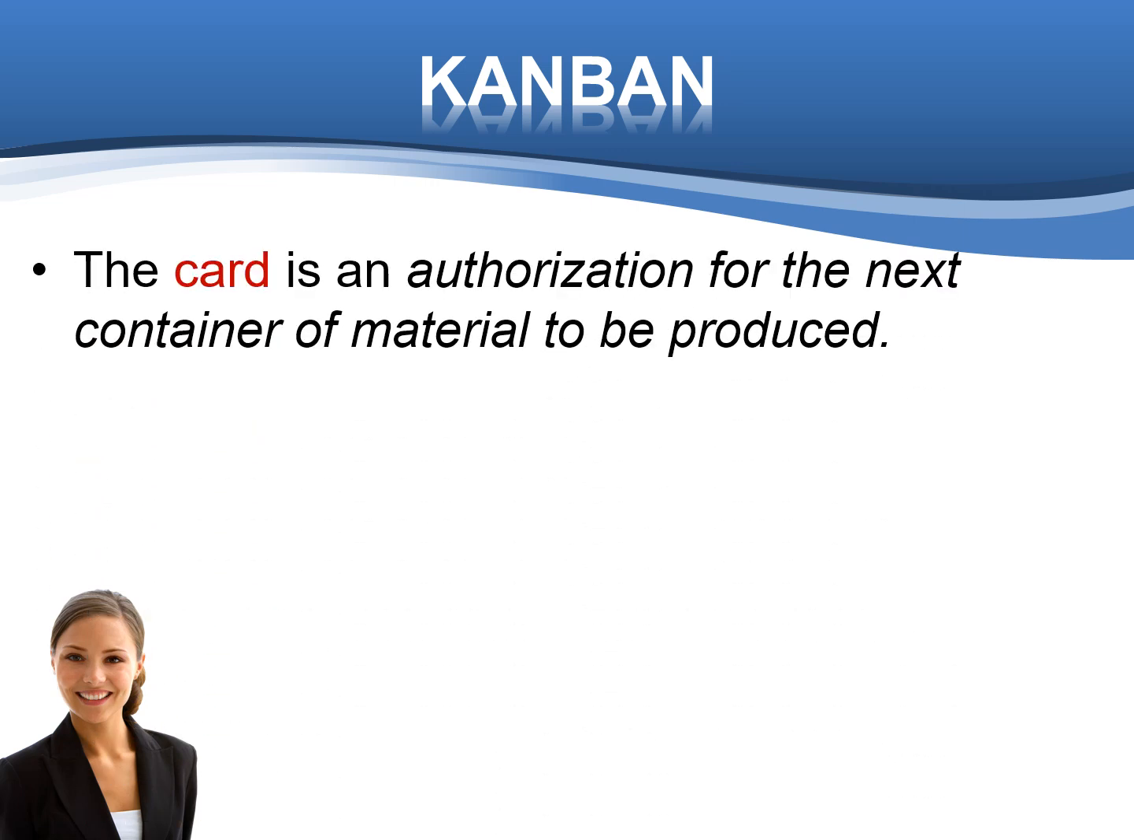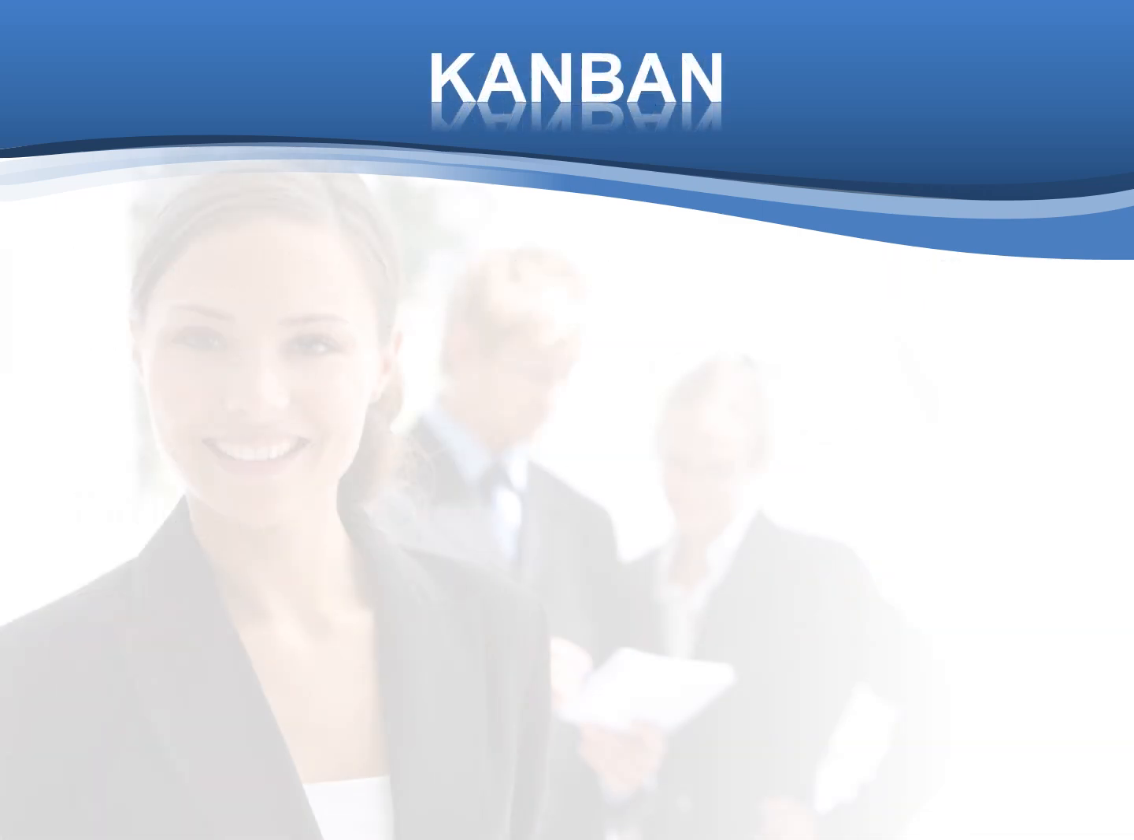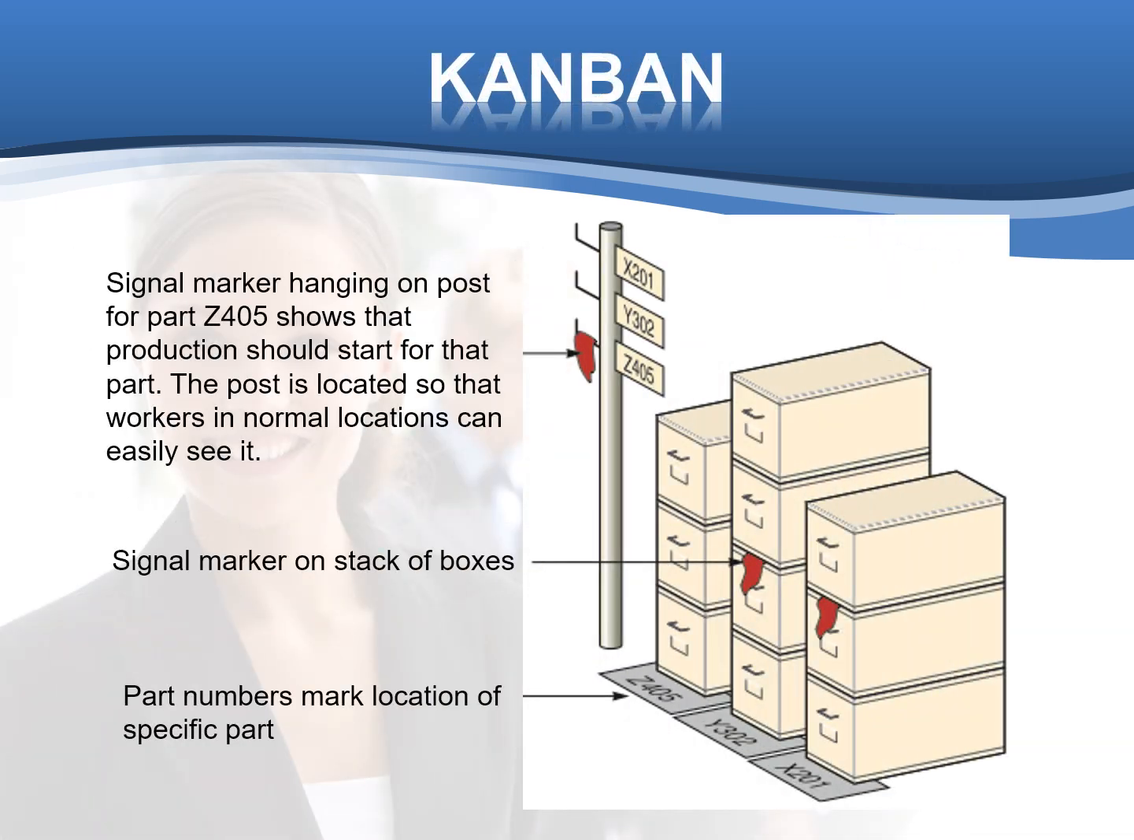The card is an authorization for the next container of material to be produced. A sequence of Kanbans pull materials through the entire process from the beginning where raw materials are stored down to the final production stage. So you can see there's X amount of containers sitting on the floor with part numbers on them. The signal marker hanging on a post shows that production should start for that part, and those containers are pulled as needed from inventory.